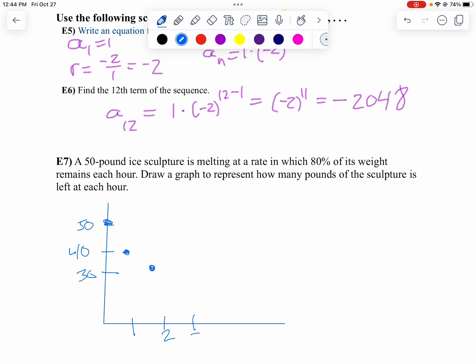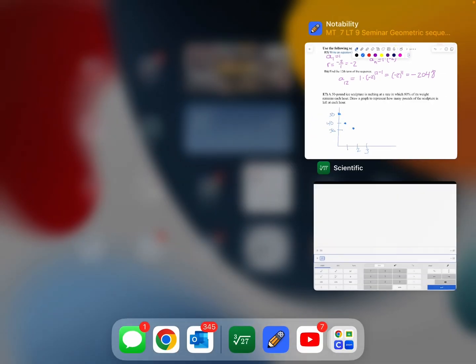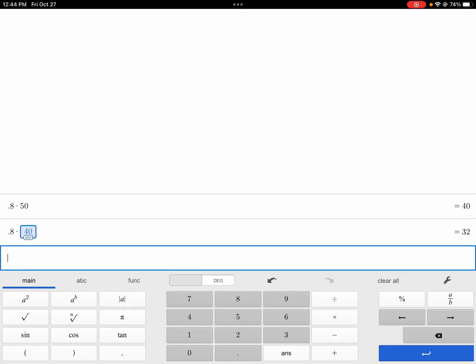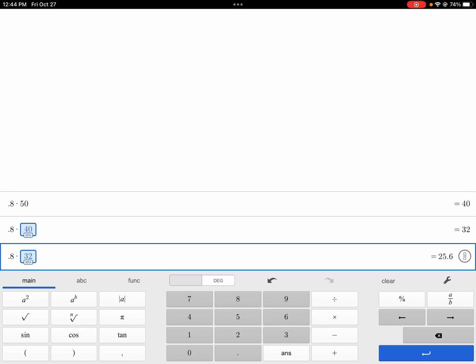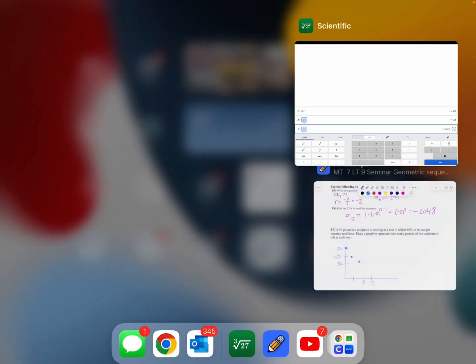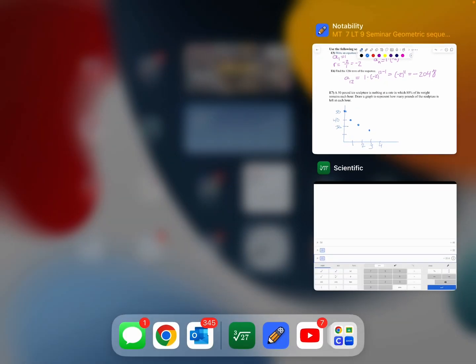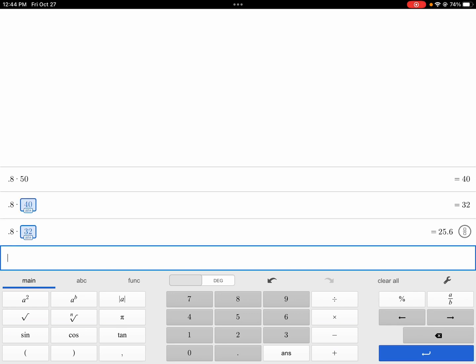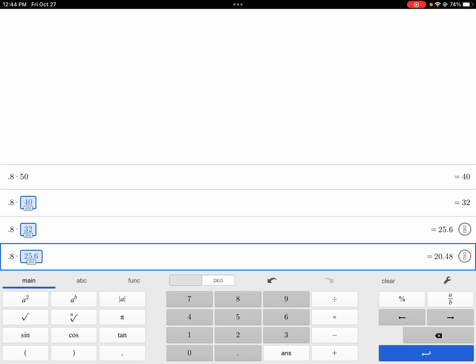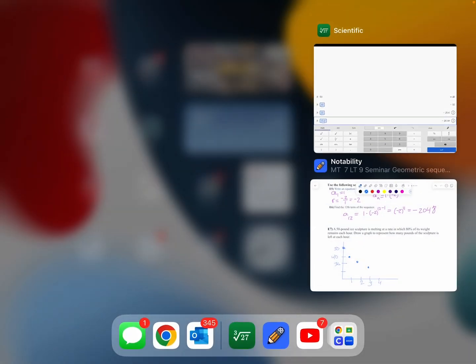After 3 hours, I'll take 80% of 32. And I'll get 25.6. After 4 hours, we'll take 80% of 25.6. And I'll get 20.48.